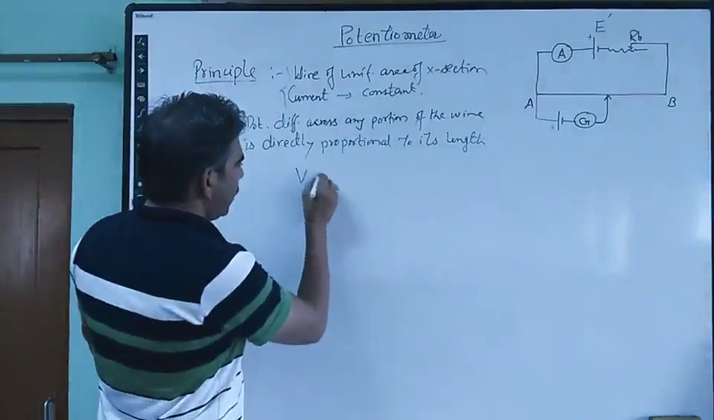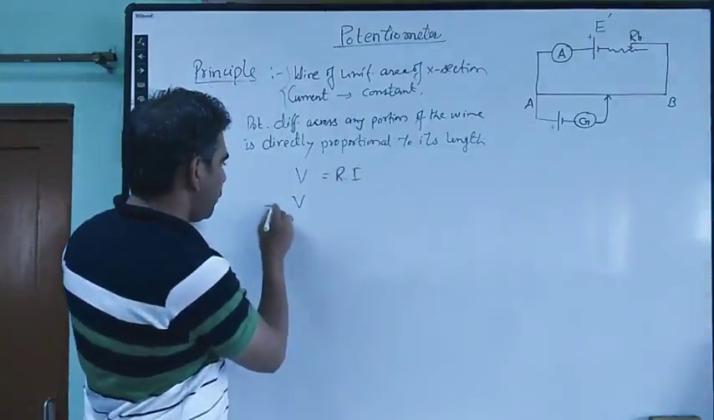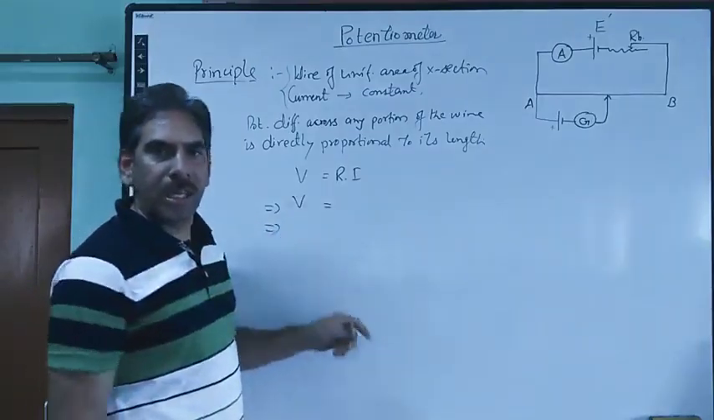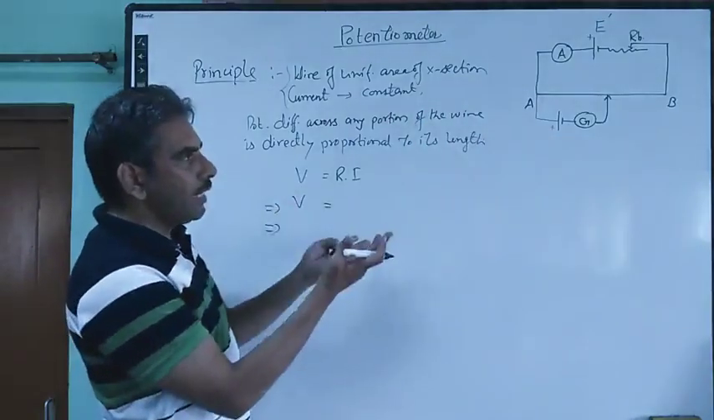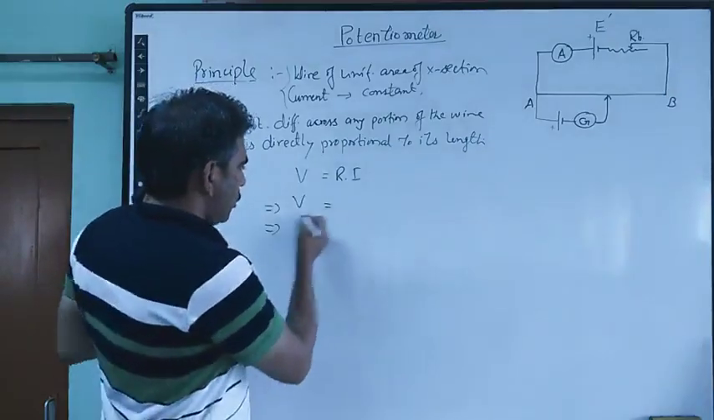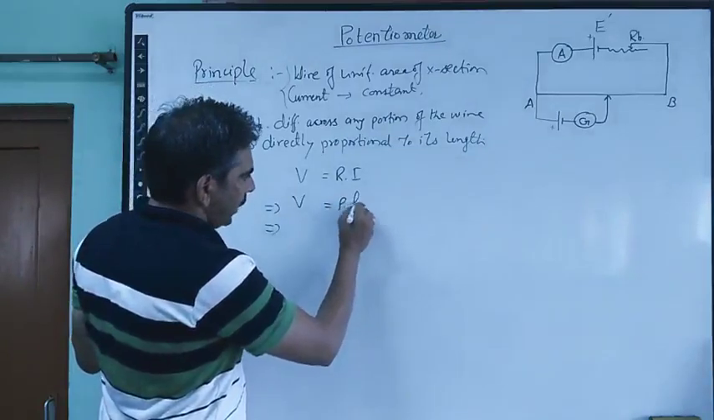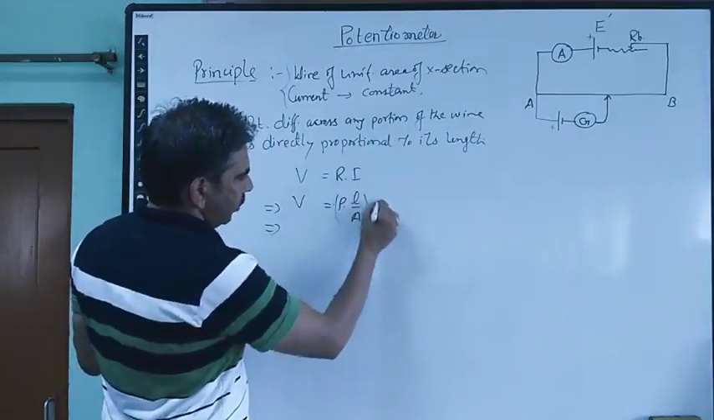Because V is equal to I into R, V is the potential difference across, for example, L length of the wire AB. L length may be any length of the same wire AB. So resistance we can write as rho into L upon A. Sorry, this is R into I.